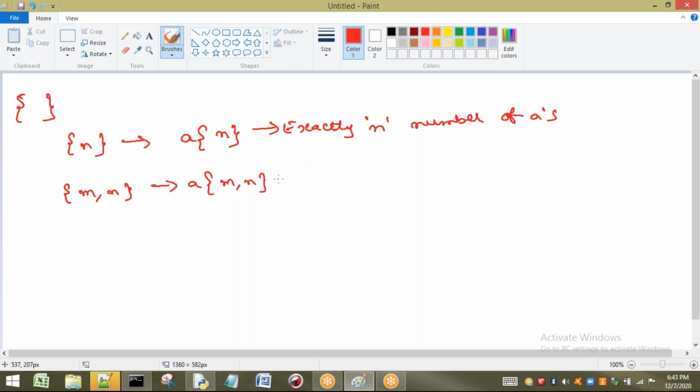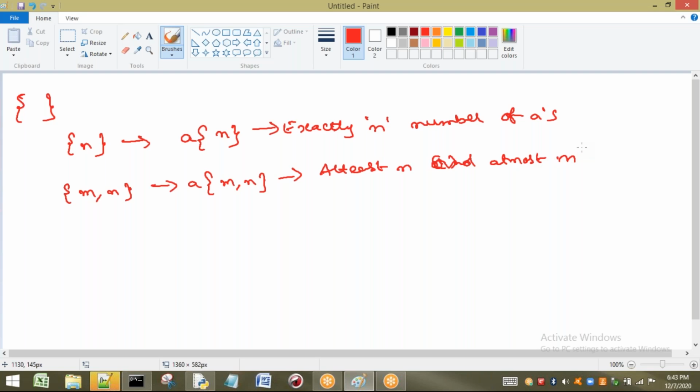At least N number of A's should be there. Here in this case, what we have to take? I am taking two values, one is M and another one is N. The meaning of this one is at least N number of A's should be there, and at most N repetitions of the pattern can be there.